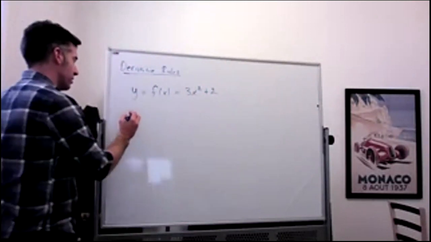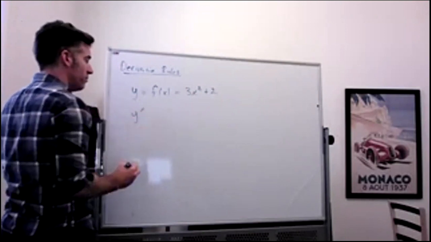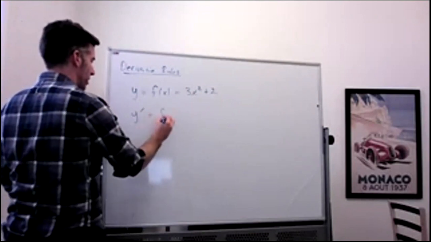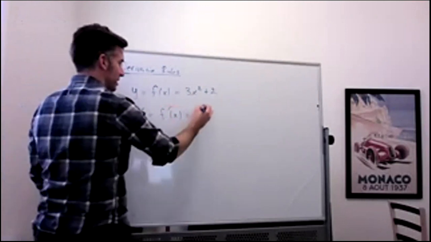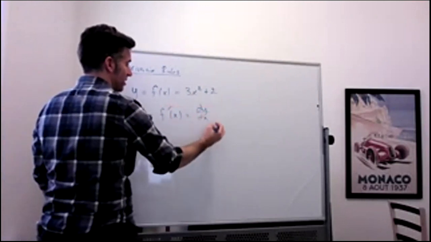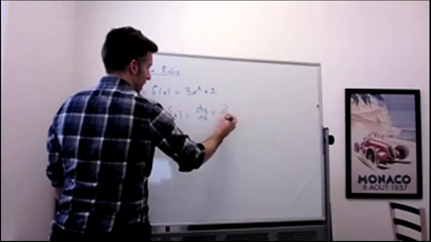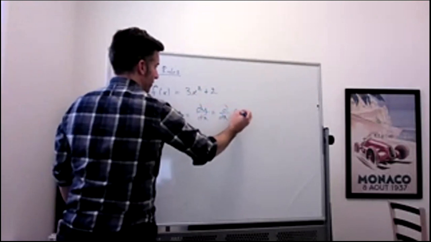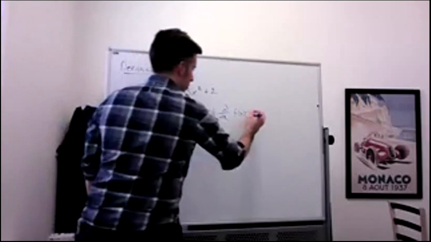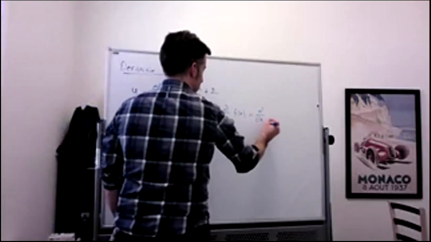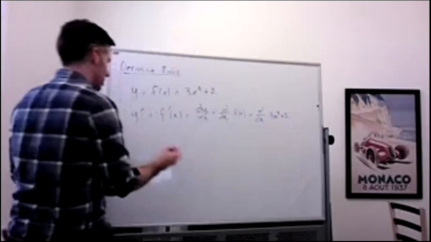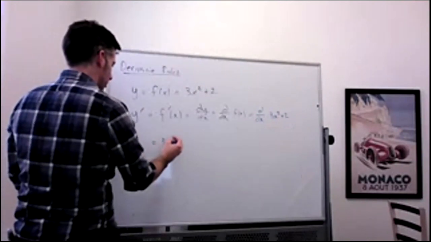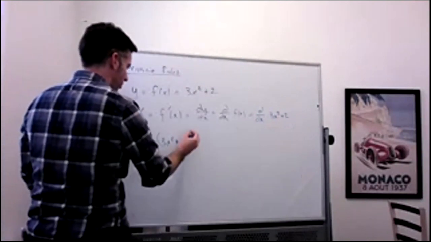You could write y prime. You could write f prime of x. You could write dy dx. You could write d dx of f of x. You could write d dx of the actual function 3x squared plus 2. You could probably write 3x squared plus 2 prime.